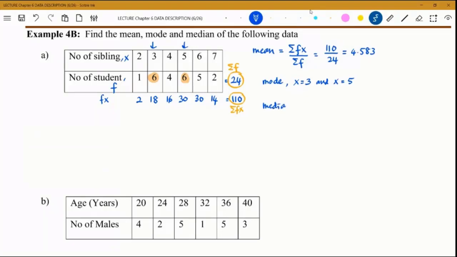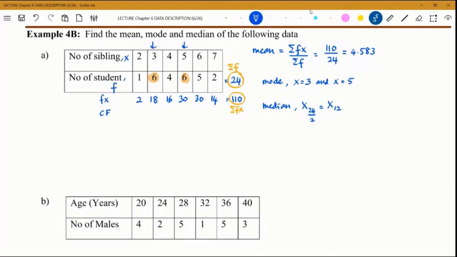So for the median, we have total observation which is 24. So you have to divide by 2. So kita akan dapat observation yang ke-12. Okay. Observation yang ke-12 kita akan tengok kepada cumulative frequency. Cumulative frequency adalah pertambahan frekuensi daripada awal sampai habis.